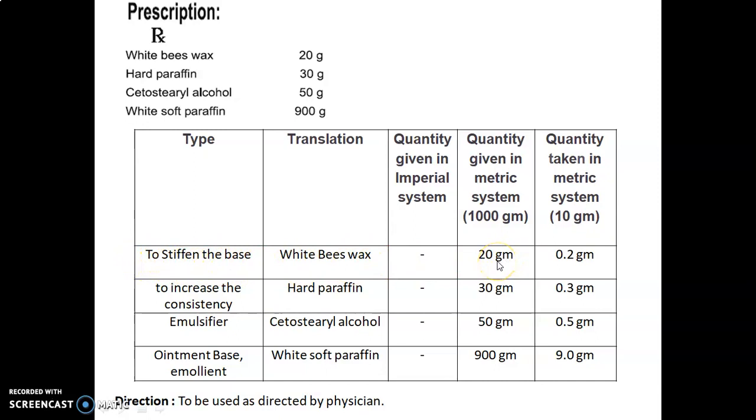Quantity given is 20 gram. Taken quantity should be 0.2 gram, which is calculated with the help of the factor. Hard paraffin is used to increase the consistency. Quantity given is 30 gram; taken quantity should be 0.3 gram. Cetosteryl alcohol is used as an emulsifier. Quantity given is 50 gram; taken quantity should be 0.5 gram. White soft paraffin is used as an ointment base and emollient. Quantity given is 900 gram; taken quantity should be 9 gram. Direction: to be used as directed by physician.